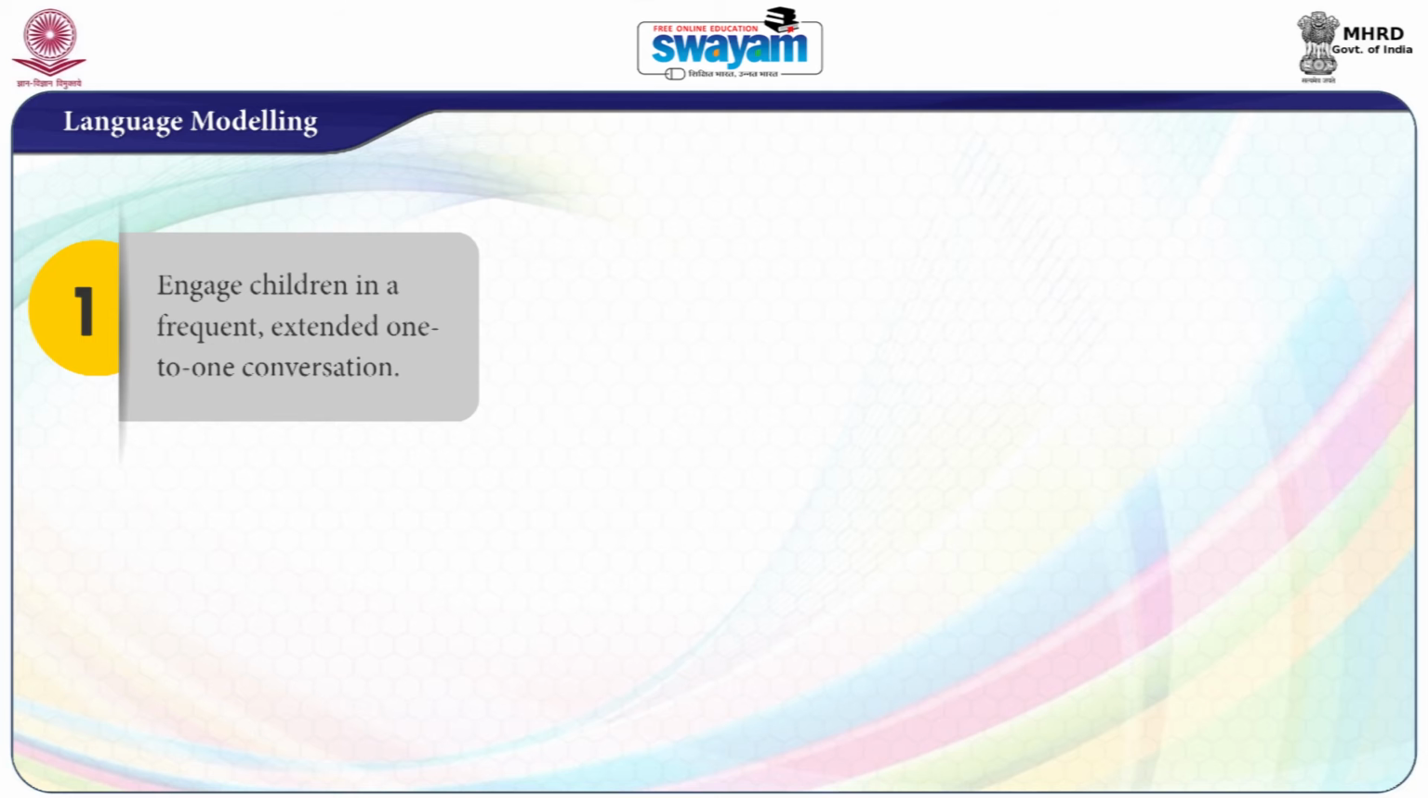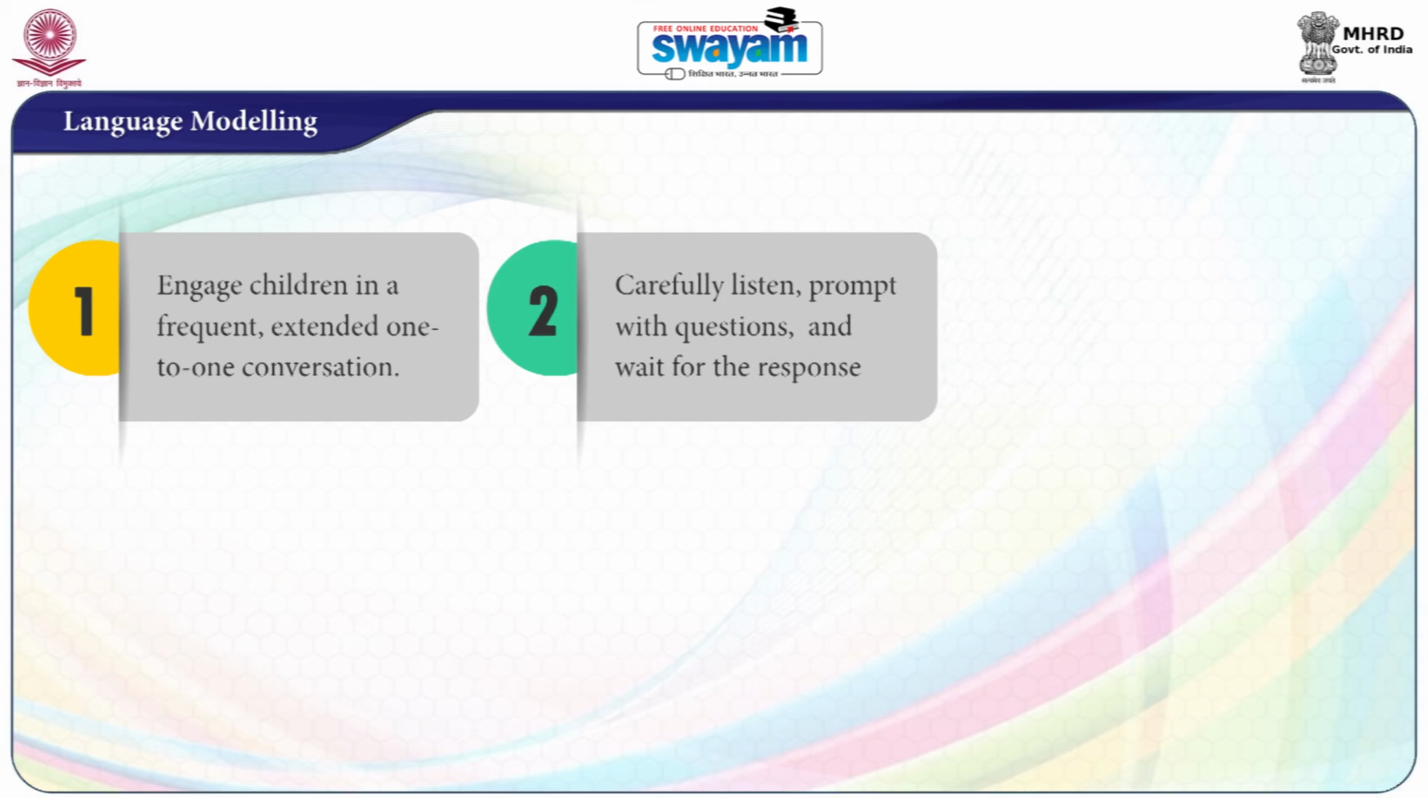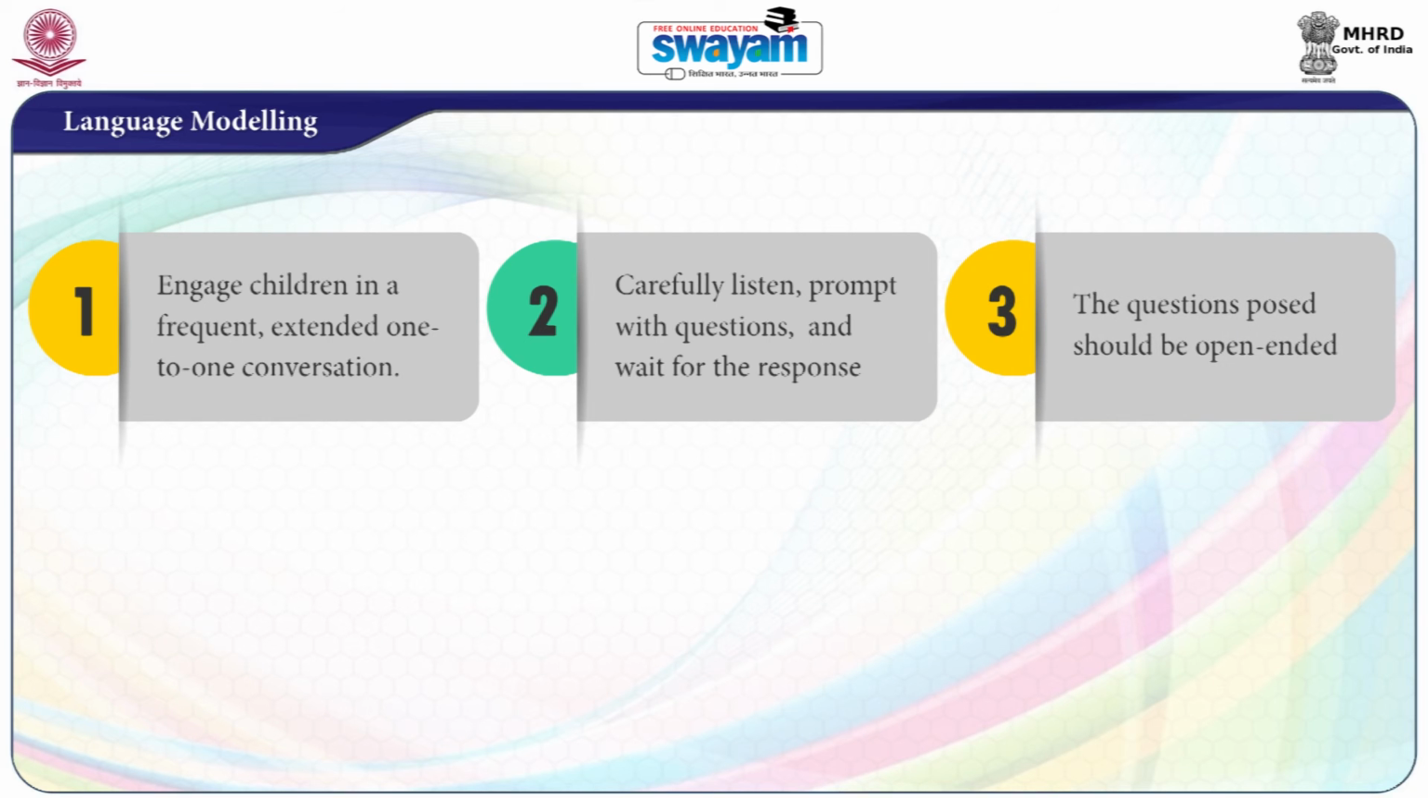To engage children in a frequent, extended one-to-one conversation. For example, the educator and the child can take turns in giving feedback on what the other has said. Next is to carefully listen and prompt with questions, but take care, you should minimize the number of questions and wait for a response. The questions posed should be open-ended so that they stimulate discussion. For example, ask a child, why did the tall tower built by you with the building blocks fall?